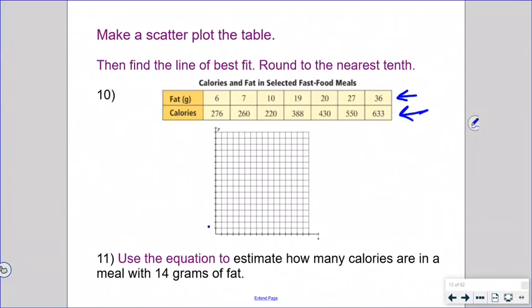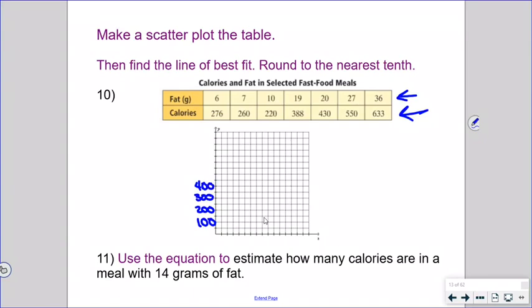Obviously, I'm not going to go 1, 2, 3, 4, because if it goes up to 633, you're going to run out of room. What I'm going to do is go by 50s. So I'm going to say 50, 100. That's kind of hard to see, so every other space I'm going to make 100. So 150, 200, 250, 300.